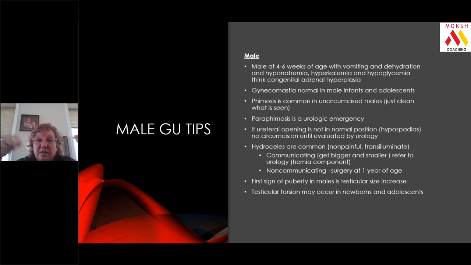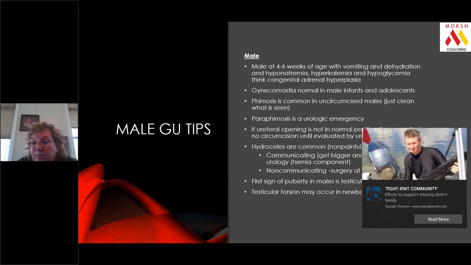Usually they can be one of two types. They can be communicating, and usually the parents will tell you that when he lays down for a while, his sac gets smaller, and then when he gets up and he's sitting and doing his little baby things, it gets huge. That's going to be a communicating one because the fluid can go in between the two areas. Non-communicating ones stay the same size no matter what you do. If they're not gone, it's usually surgery at 1 year of age. We refer them at 1. Communicating ones get referred because if it's going back and forth, it could possibly be a pediatric hernia. So if it's getting bigger and smaller, those get immediately referred to urology or surgery for correction.